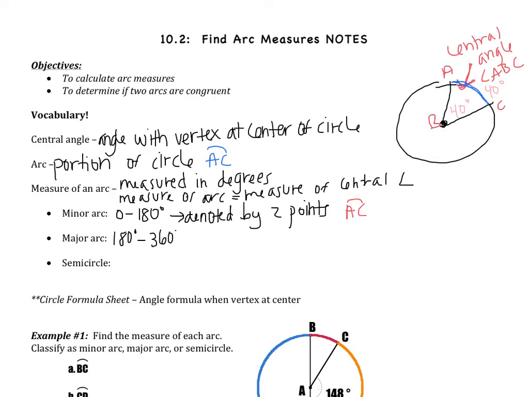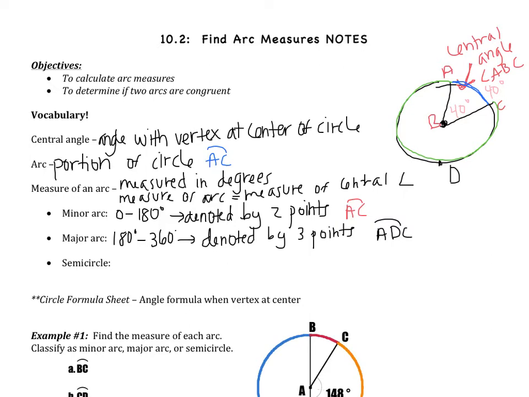A major arc is 180 degrees through 360 degrees. So 300 degrees, that's a major arc. 200 degrees, that's a major arc. This is denoted by 3 points. So in the circle above, if I added a point here, like point D, a major arc would be arc ADC. So outlining arc ADC, that would be a major arc.